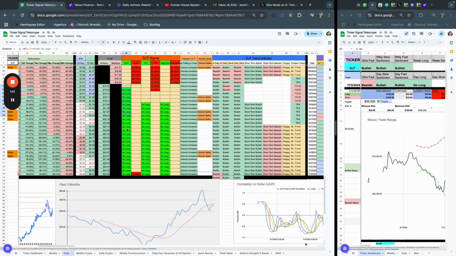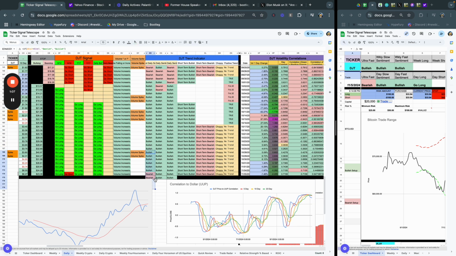If you look here at the signals, though, we are go long still in the short term, intermediate term, and longer term. We do have a go short, but I need to see two of those in a row. We're still bullish, essentially, on the short term. We'll need to see two of those in a row confirmed. Bullish in the intermediate term and bullish in the longer term.